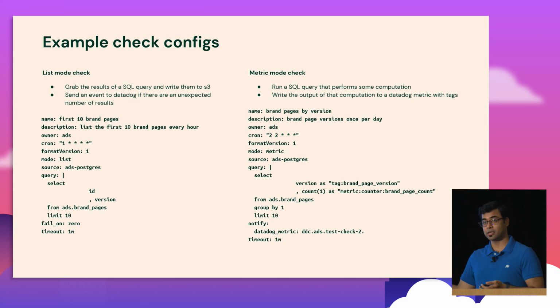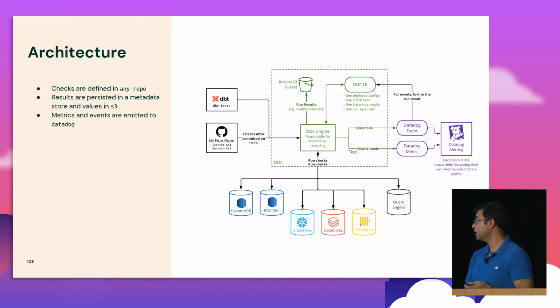In the case of the metric mode, depending on the use case, you decide what metric you want to compute. And then in your SQL query itself, you define that metric as part of your select query. So a metric could be a counter. You could add tags to that metric so you can analyze that data further. And this metric then gets sent to Datadog, where you can build some monitoring on top of it. You can even do anomaly detection.